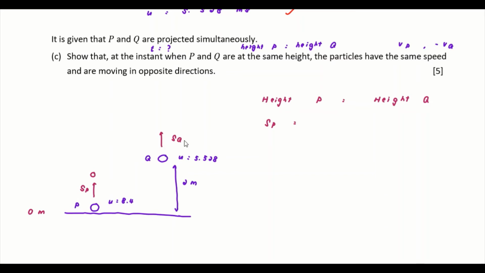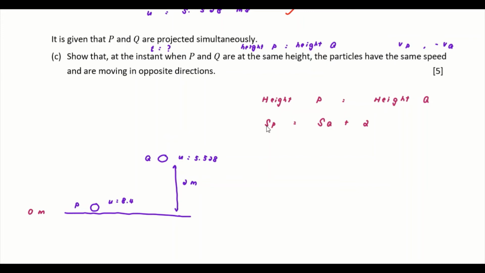So if this is the displacement of Q, what is the height? Is it the same? Let me give you an example. If Q displaces by 1 meter, what is the height now? It's not 1 meter, right? It's 1 meter plus 2 meters. So the height of Q is the displacement of Q plus 2. I hope you can get the idea why we need to do so.